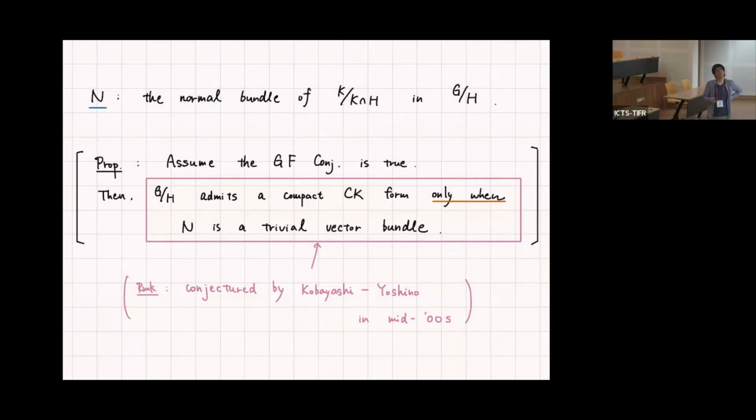In any case, this geometric fibration conjecture should imply some general result for the existence problem of compact quotients, namely, if you write N as a normal bundle of this compact homogeneous space K mod K intersection H in G mod H. So this is a normal bundle. Then the geometric fibration conjecture implies that G mod H admits a compact Clifford-Klein form, compact quotient, only when this normal bundle is trivial as a vector bundle. In fact, this statement was conjectured by Kobayashi and Yoshino in the mid-zeros, but the point is that this geometric fibration conjecture, which is a conjecture about the conjectural picture of the geometry, should imply this condition.